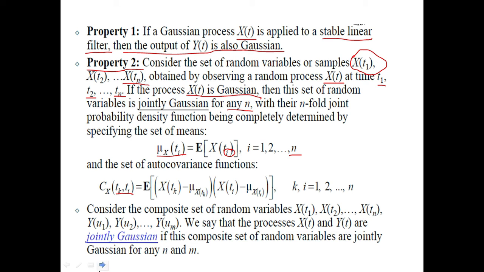Then consider the composite set of random variables x of t1, x of t2, up to x of t n, and its outcomes varying from y of u1, y of u2, y of u3 up to y of u n. Then we say that the processes x of t and y of t are jointly Gaussian if the composite set of random variables, with n and m parameters, are jointly Gaussian. That means in the joint probability, the parameters for x and y are jointly Gaussian.